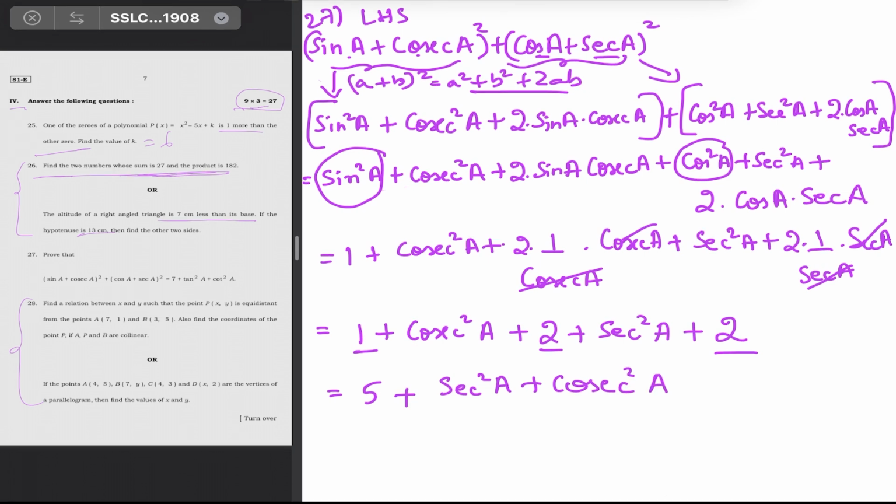And we also know that secant square A can be written as 1 plus tan square A. Cosecant square A can be written as 1 plus cot square A.